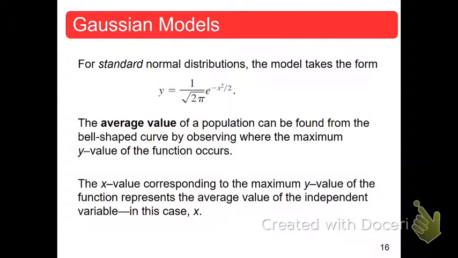But remember, on the Gaussian model you have to be careful of those y values, because it's dealing with a proportion or a probability. It's going to be somewhere between 0 and 1 for your y values. On this slide, the big thing to pay attention to is where it says the x value corresponding to the maximum y value of the function represents the average value of the independent variable. In this case, it would be x. So when we're trying to solve something, that is what we're looking for. We want that x value of the maximum. The hardest part of this problem is, one, making sure you type it in your calculator correctly, and two, finding the graph. So I'm going to give you some clues on how to do that.